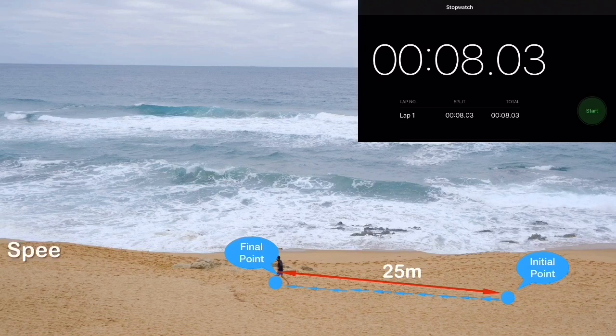So what is speed? Speed is calculated as distance by time. What is the distance covered by the man? It is 25 meters, and the time taken to cover 25 meters is 8 seconds. So 25 meters by 8 seconds gives us the speed. Speed is equal to 3.125 meters per second. How do we define speed? Speed is the rate of change of position. We can see there is no specific direction, thus it is a scalar quantity.